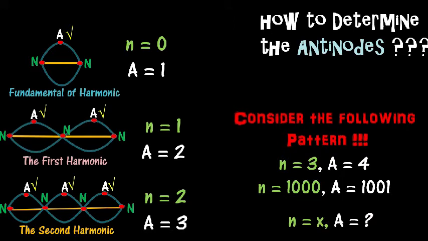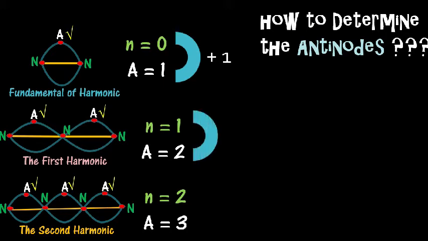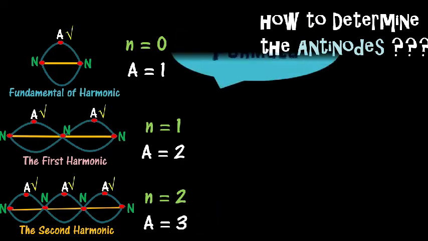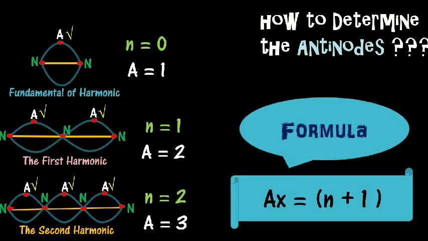So how about the number of antinodes at point n? Pay attention. Every time n rises by one, the number of antinodes always increases by 1. So, it can be concluded that the formula for the number of antinodes is n plus 1.